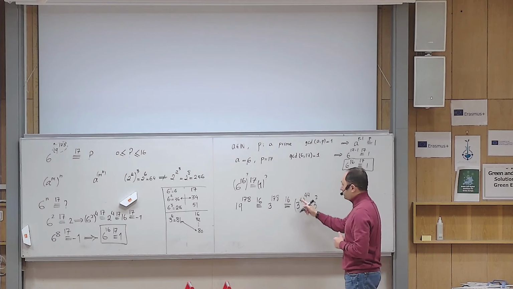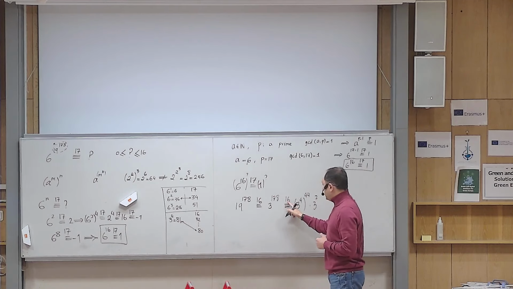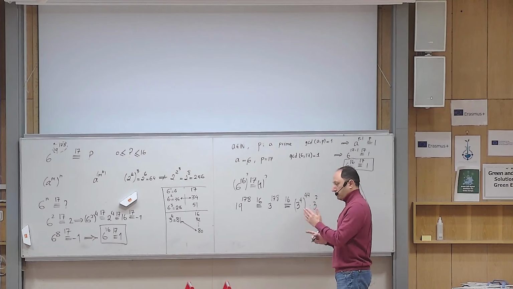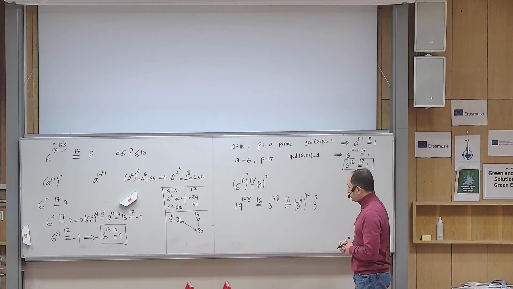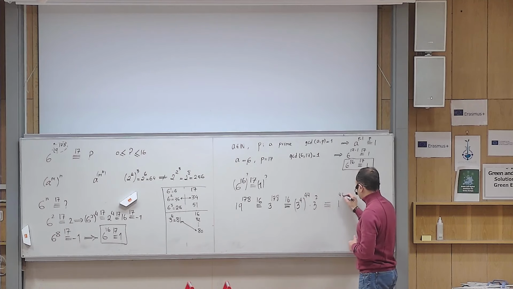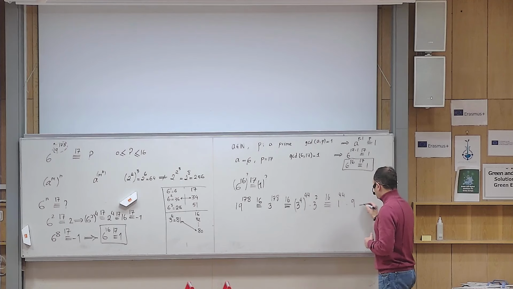But 3 to the power 4 is 81. 81 modulo 16 is just 1, because 81 minus 1 is 80, and 80 is divisible by 16. So I continue. Instead of 3 to the power 4, I simply put 1. I copy and paste the exponent, and then 3 to the power 2 is just 9, and then 1 to the power 44 is 1, so this becomes simply 9.